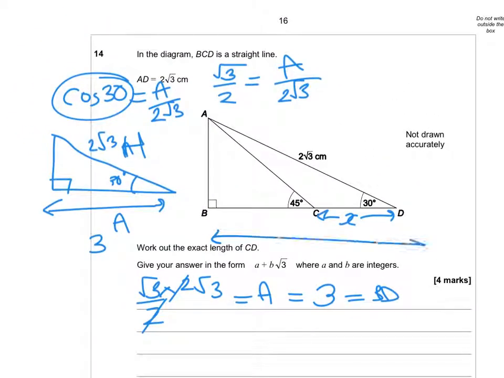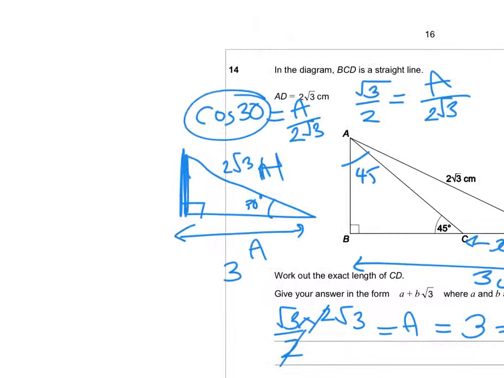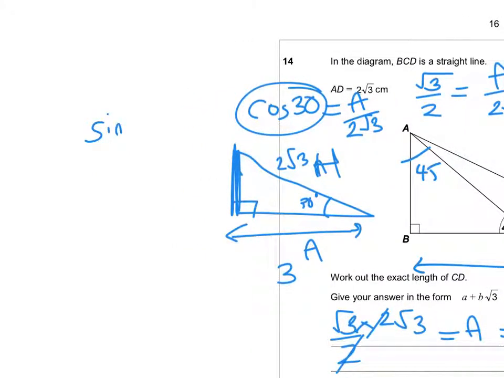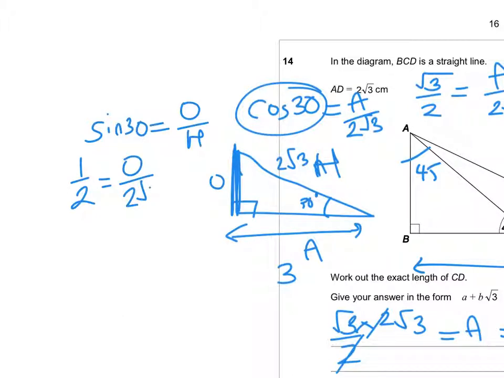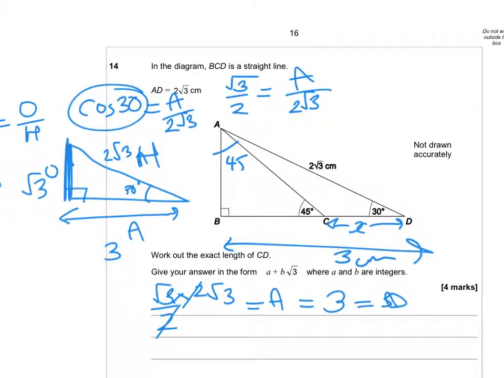Okay, that's √3 centimetres. Now that's 45 and that's 45. And I can actually work out my perpendicular length here as well, using sine. Sine 30 equals opposite over hypotenuse. So 1/2 equals opposite over 2/3, times both sides by 2/3. So the opposite is √3/3.